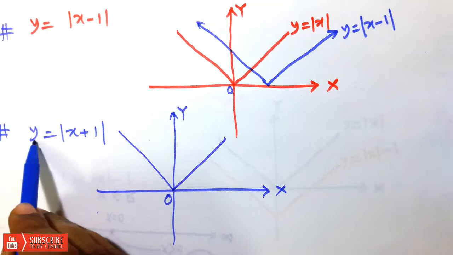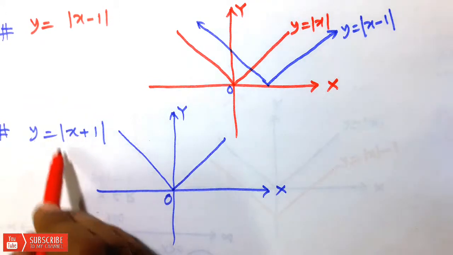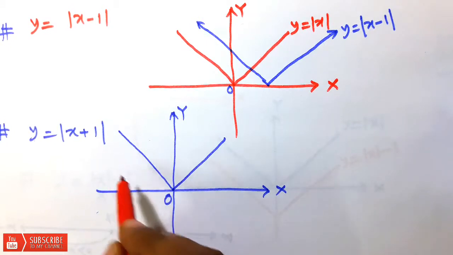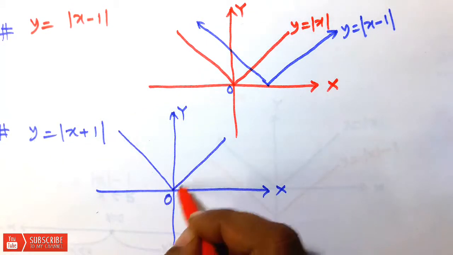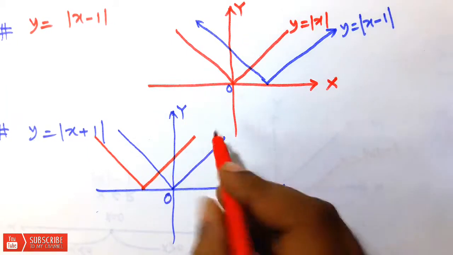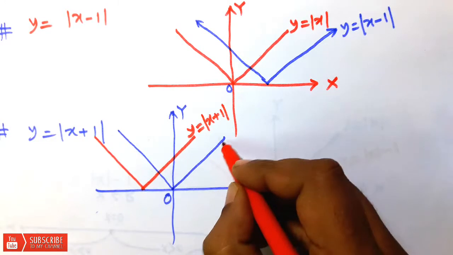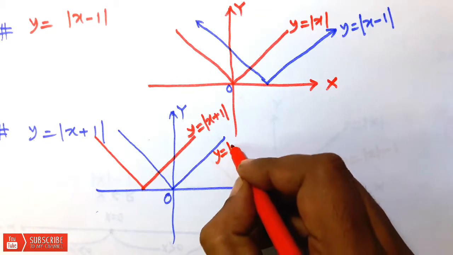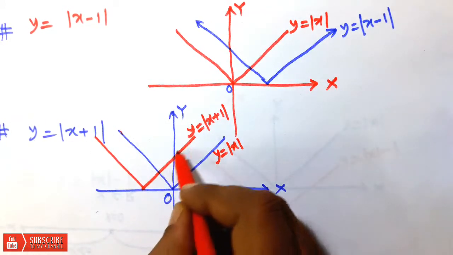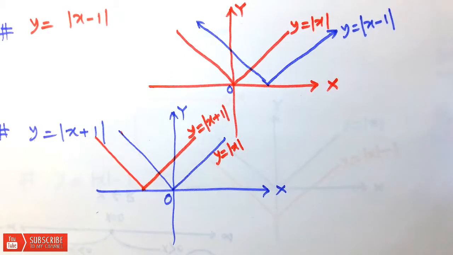Now you have to draw y is equal to whole modulus of x plus 1. How to draw? Y is equal to whole modulus of x plus 1 will be shifted one unit left to the y is equal to mod x. So this will look like this one. This is y is equal to whole modulus of x plus 1, and the previous one was y is equal to only mod x. This one, the red marked graph, is y is equal to whole modulus of x plus 1.